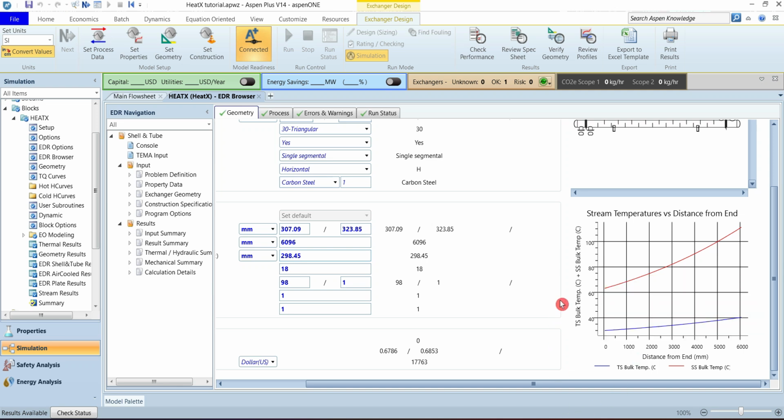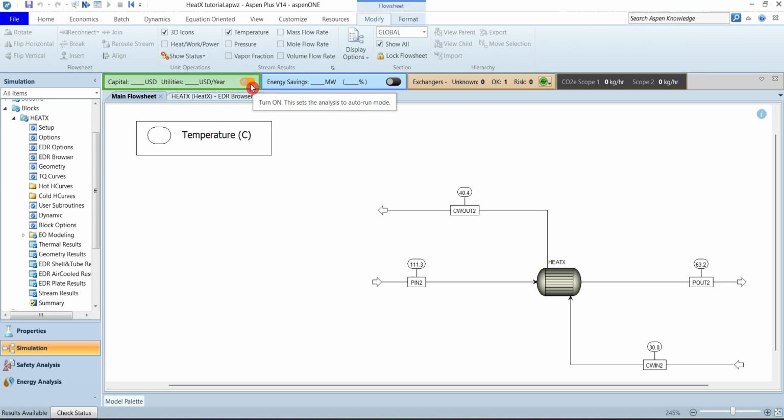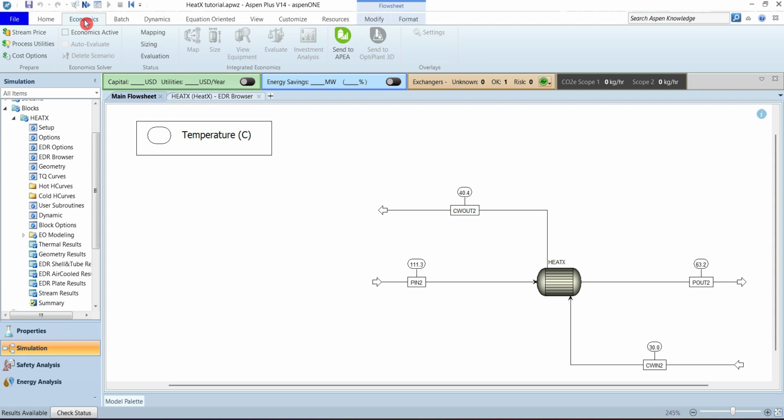The last exercise of this assignment was to determine the cost of the exchanger. Although we have determined the cost of the exchanger in the EDR browser as well, here in the Aspen Plus interface, we can take advantage of the activation dashboard of the cost analyzer to determine not only the cost of the heat exchanger, but also the cost of the operation. For that purpose, either we can proceed to this activation dashboard or we can work with the second ribbon named economics.